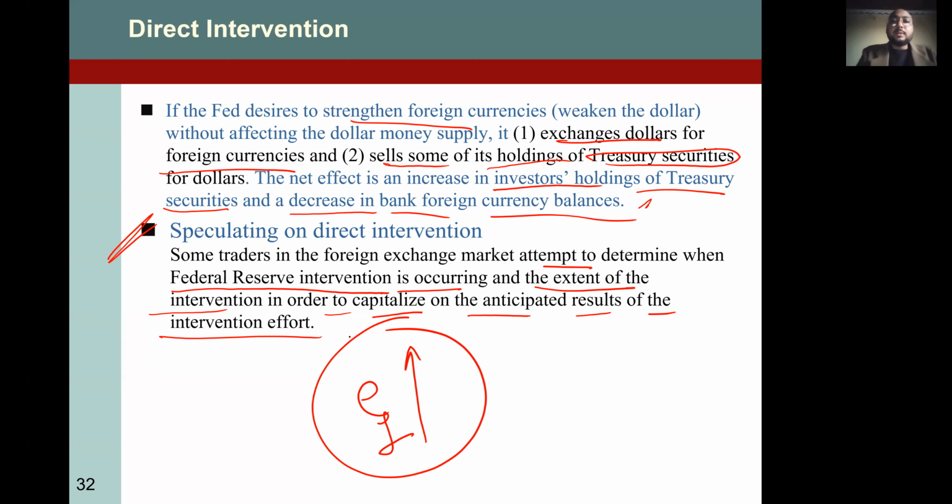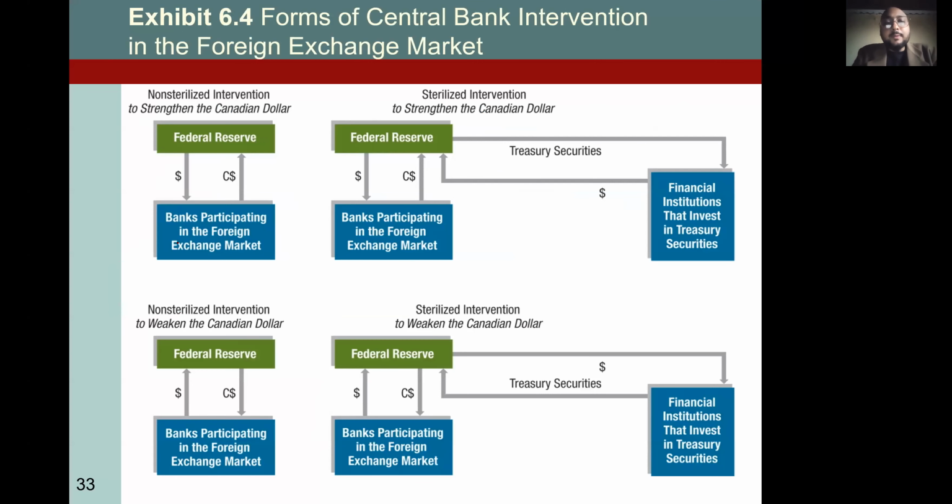All right, so they take offsetting positions with respect to government. If government wants to buy, they sell to the government. If government wants to sell, they start selling in advance so that the value goes down. When government starts selling, the price starts decreasing. All right, so they take offsetting positions. So here we go. We have a very nice graphical representation of sterilized and non-sterilized intervention.